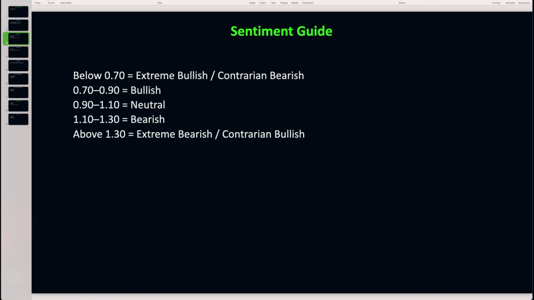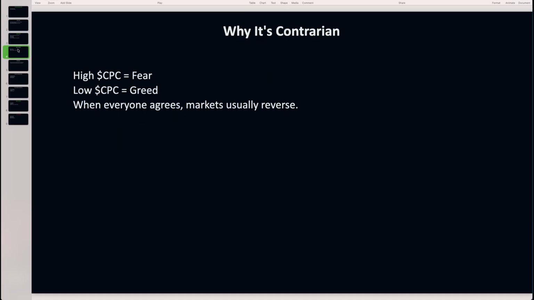So these are the moments where you want to be cautious. Here's a basic framework for you. High put to call ratio is going to be fear, so potential bullish contrarian signal. Low put to call ratio is going to be greed, so maybe it's a contrarian signal.